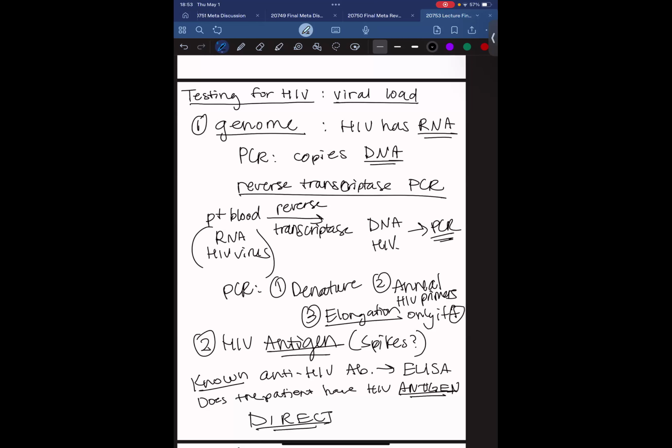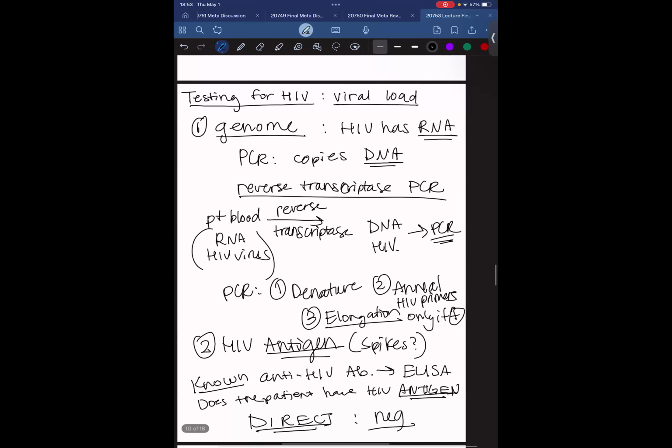If somebody has an undetectable viral load, somebody that we would say has zero virus in their bloodstream, what would they test for if we were looking for the antigen? Would they be positive or negative? They'd be negative. If they have an undetectable viral load, they still don't have virus. We still can't see the antigen.